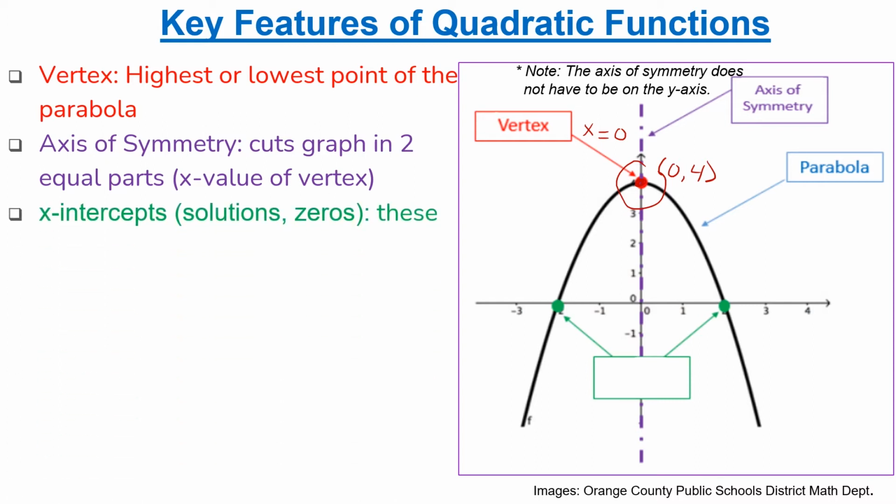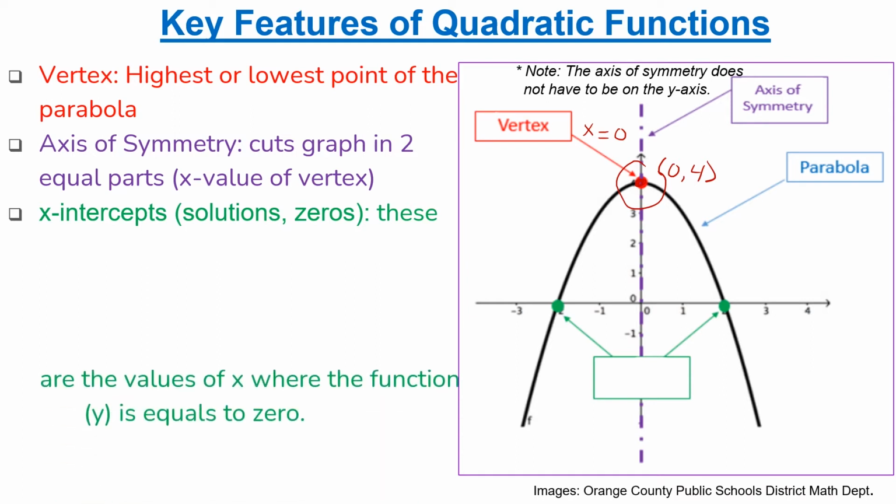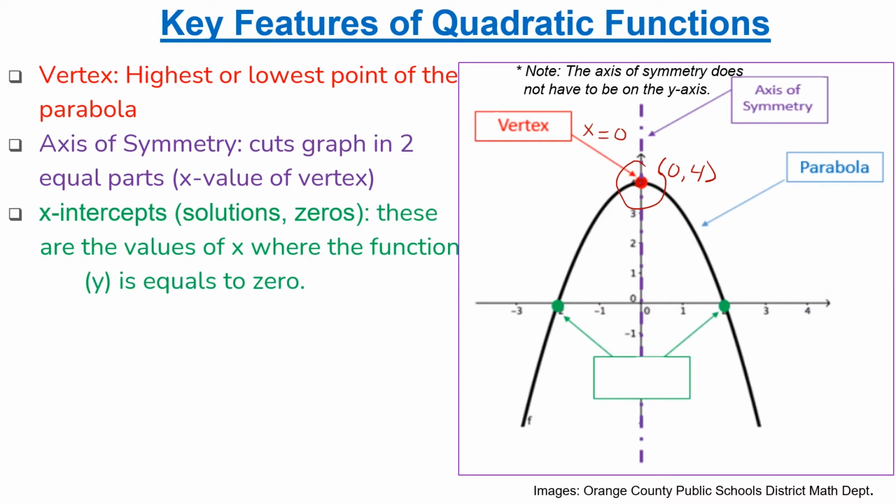Next, we have our x-intercepts, also known as the zeros or the solutions, and these are the values of x where the function y equals 0. And here in green we have the x-intercepts, so we can see where the graph crosses the x-axis. So here the x-intercepts would be the ordered pairs 2, 0 and -2, 0. And again, these are also called the solutions or the zeros.